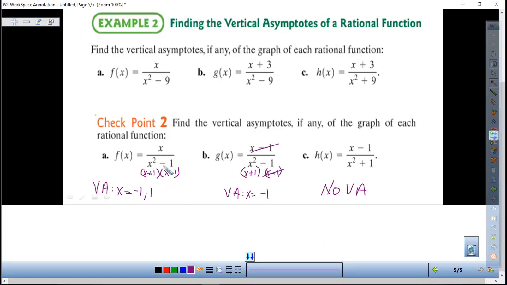All right, so here are the answers. The denominators here on A and B are going to factor to x plus 1, x minus 1.